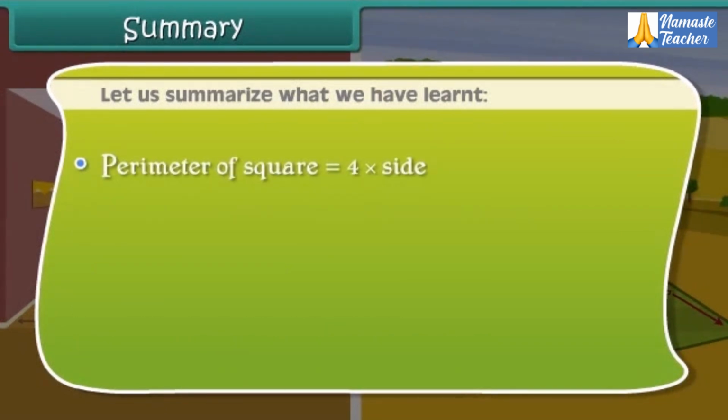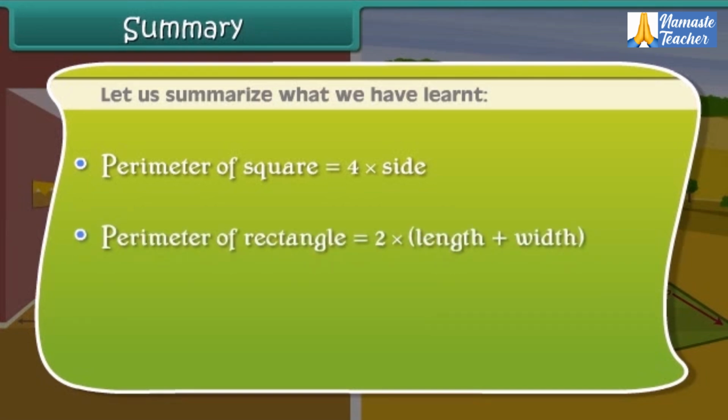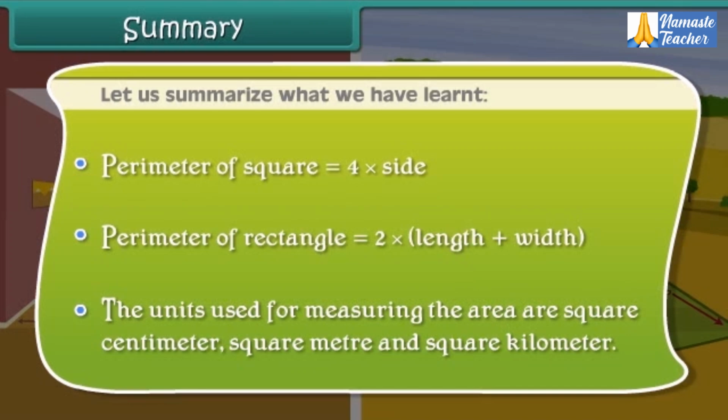Perimeter of square is equal to 4 into side. Perimeter of rectangle is equal to 2 into, within bracket, length plus width. The units used for measuring the area are square centimeter, square meter, and square kilometer.